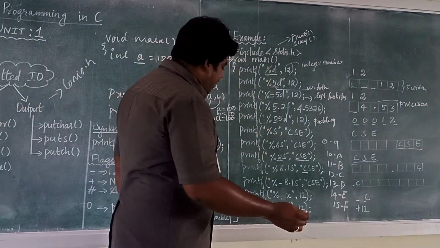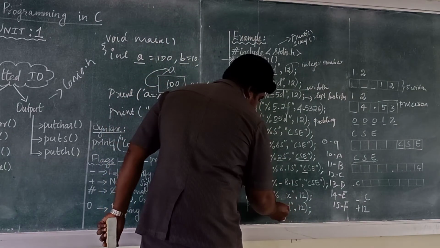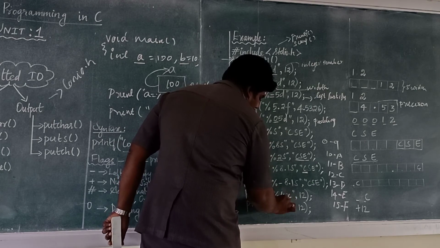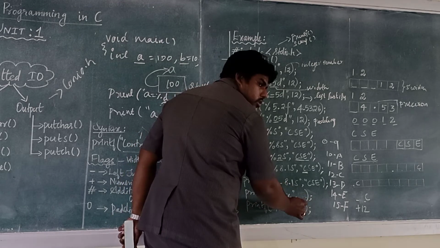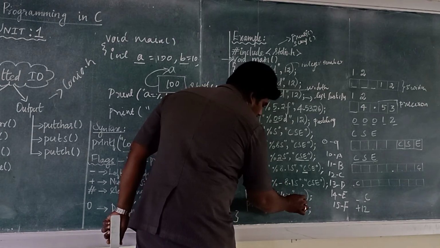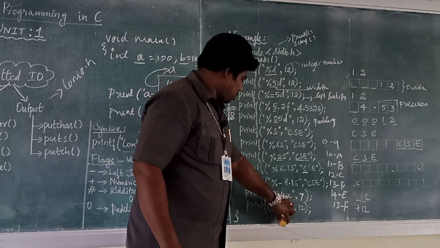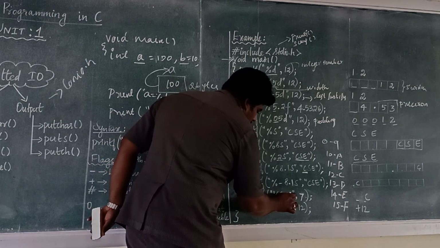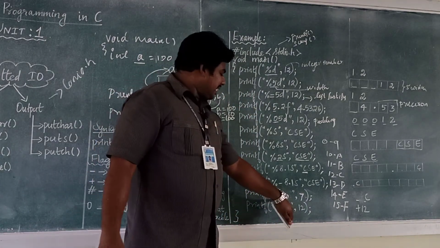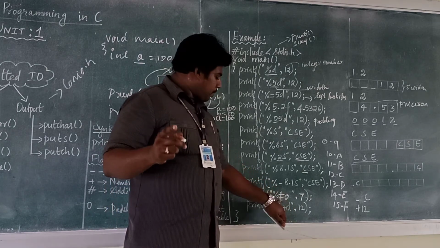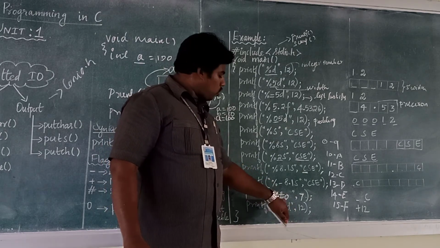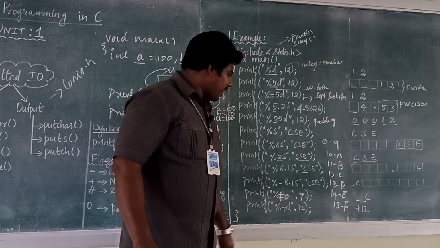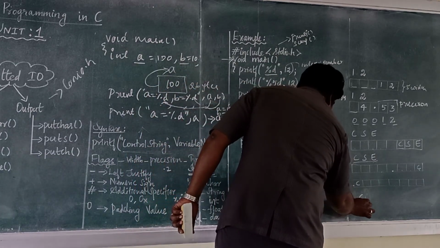If you want to print octal, here just put the hash flag. X is the hexadecimal format. Percentage x is hexadecimal. Percentage o means octal. Okay. So if you want to print octal, here 7, right? So you will get the output 07.